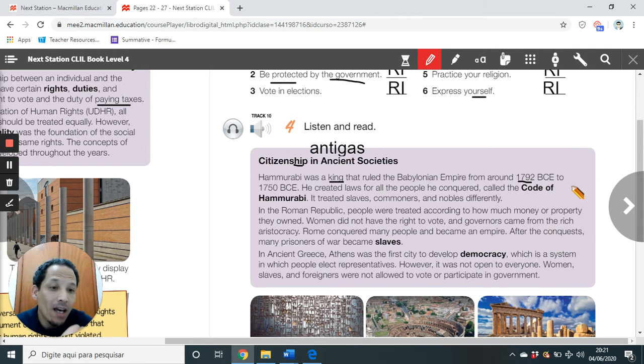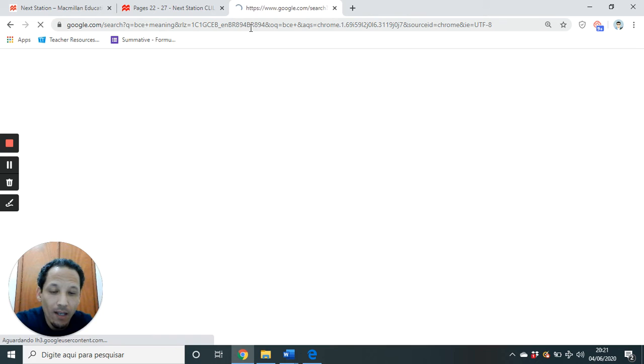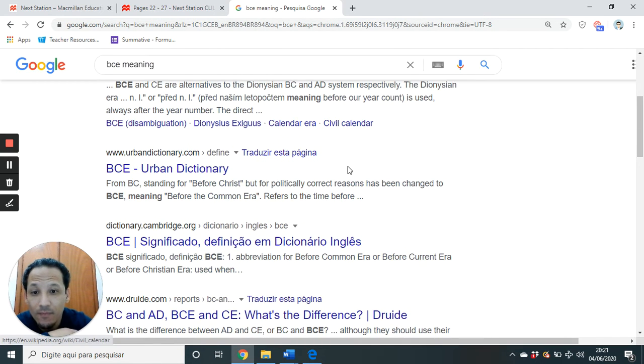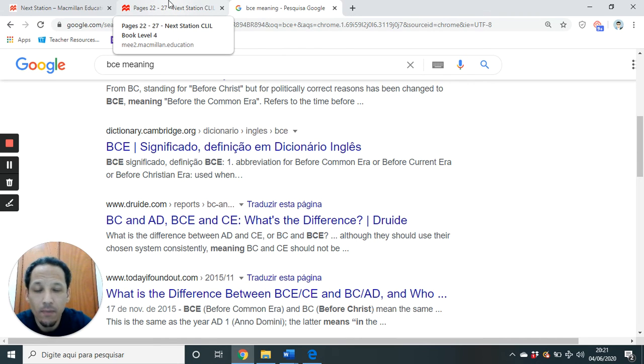okay, before Christ, or there is another expression for BCE, okay, which is before Christ. E aí, para que ela se torne uma expressão politicamente mais correta, before common era. Então, antes da era atual, antes da nossa era, antes do ano zero. Ok? So, BCE. Alright? Para ficar mais para todo mundo, digamos assim. Não só relacionado a uma religião específica.